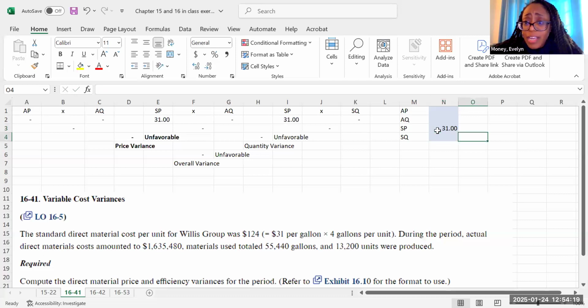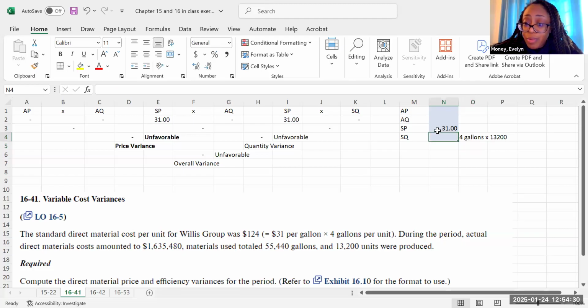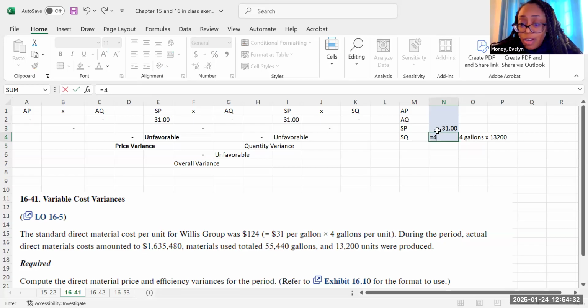The standard quantity, I know, is always or generally multiplied by the number of units produced. So it's not just going to be the 4 gallons per unit. It's the 4 times the 13,200.